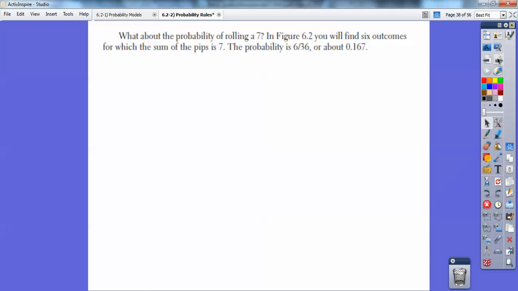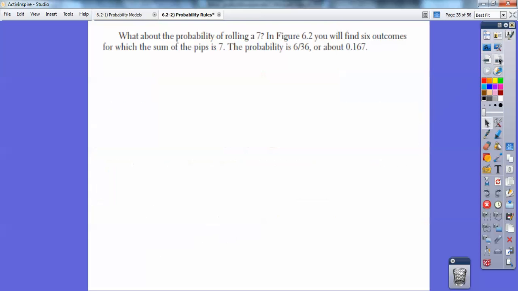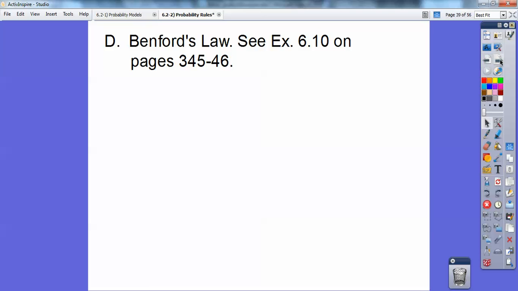Okay, so what's the probability of rolling a 7? If you go back there, there are 6 ways to roll a 7. So if you looked in there, there's 6 out of 36. So 6 out of 36 would be 1/6. I'd rather have 1/6, but they changed it to a decimal, 0.167. So when you're looking at your answers in the back, you just change it.